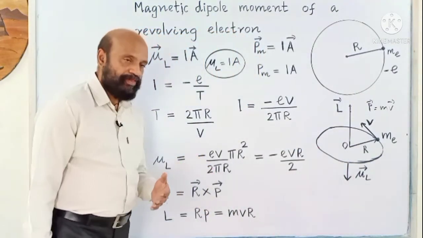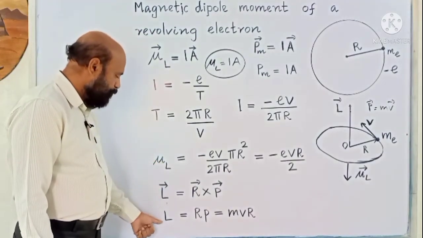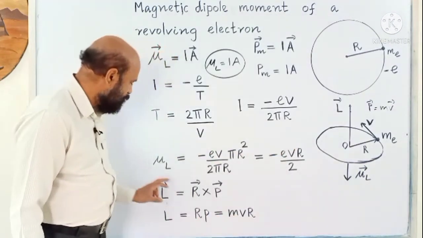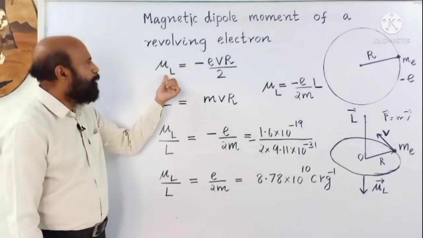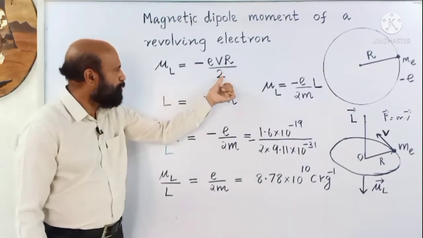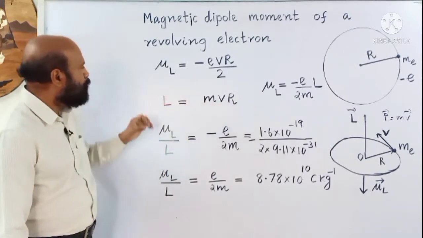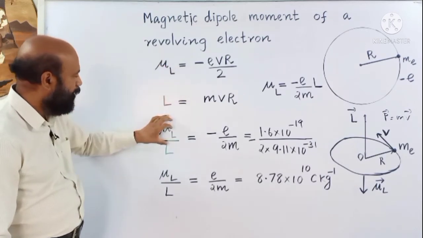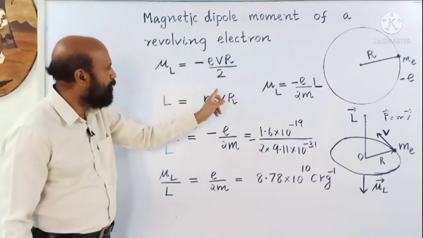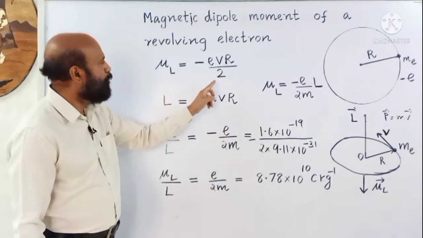Now let us make a comparison between magnetic moment and angular momentum of the electron. So you divide this by this, so mu L by L. Magnetic dipole moment of a revolving electron is given by this relation: mu L is minus e v r by 2. Angular momentum of the electron is m v r. You divide mu L by L. Then when you divide this, v r and v r will get cancelled. So it will be minus e by 2m.